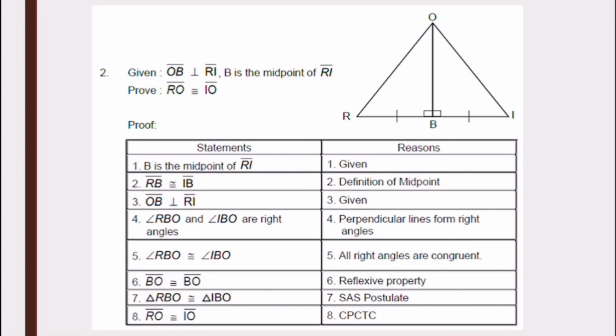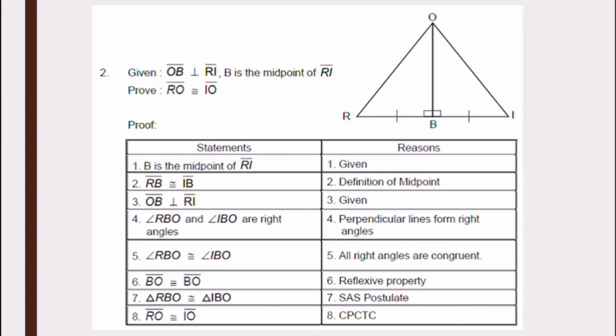So for our proof, for our first statement, B is the midpoint of line segment RI, and the reason here is given. For our second statement, line segment RB is congruent to line segment IB, and the reason here is the definition of midpoint. For our third statement, line segment OB is perpendicular to line segment RI, and the reason here is given.